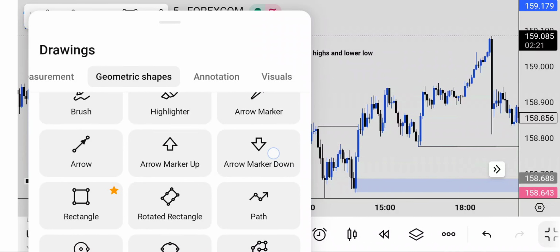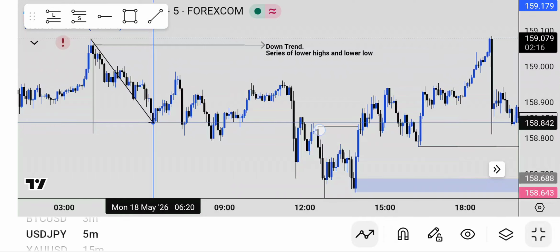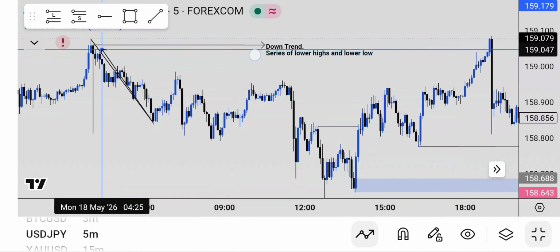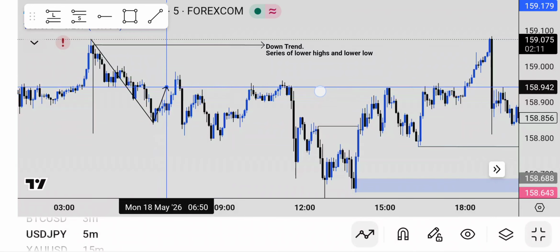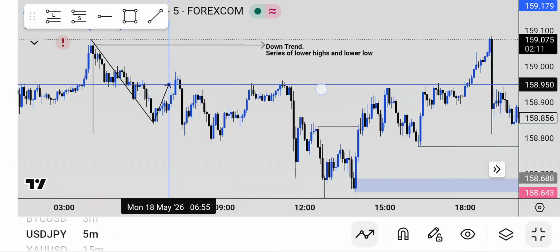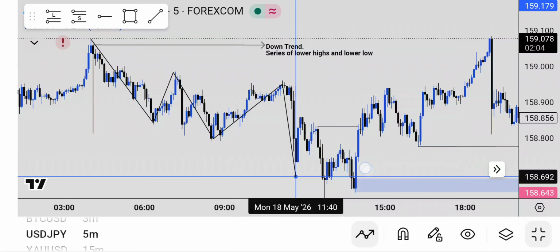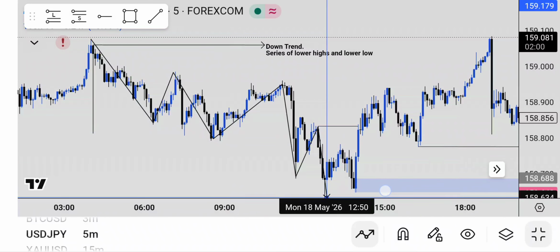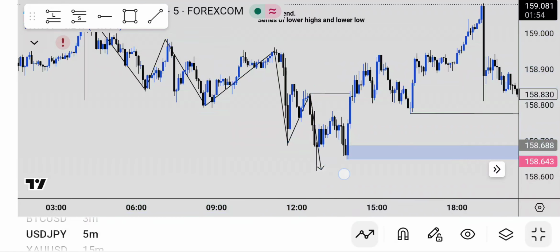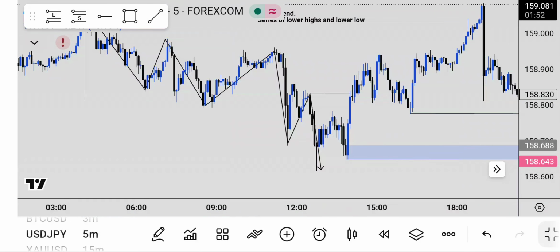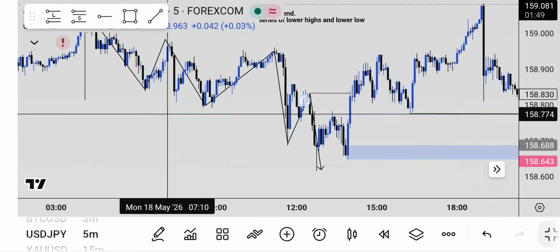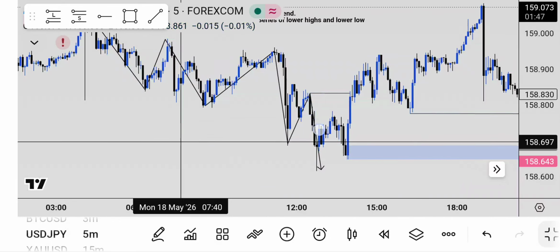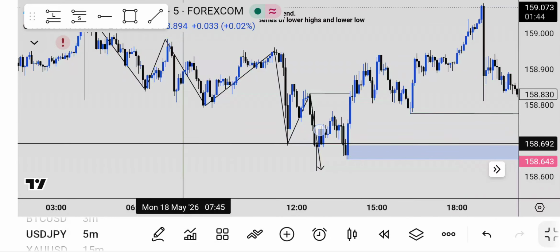This was the last high. Lower low. Lower high. Lower low. Lower high, lower low, lower high, lower low. This was the last low right here. This was the last low, as you can see. Remember, higher highs and higher lows is for the uptrend, while lower highs and lower lows is for the downtrend.